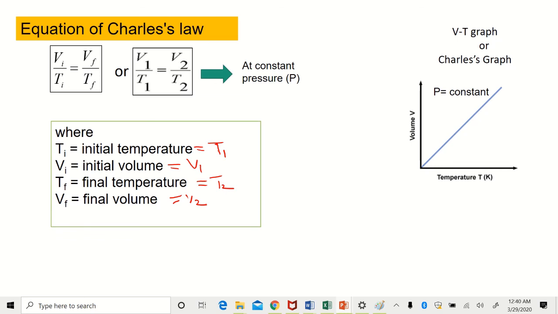And on the right hand side of the slide there is a VT graph, or the Charles graph. This is the graph between the volume and the temperature, and the graph is a straight line graph. So what information is coming from this graph? If the temperature is increasing, the volume is also increasing, so both are proportional. So what we can say from the graph is that the volume and the temperature are proportional. This information is coming from this graph.